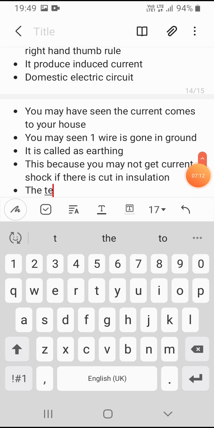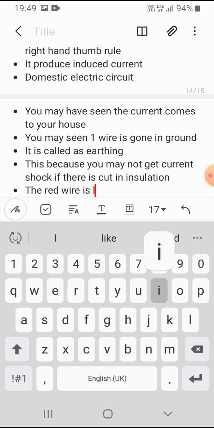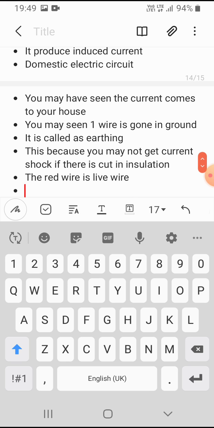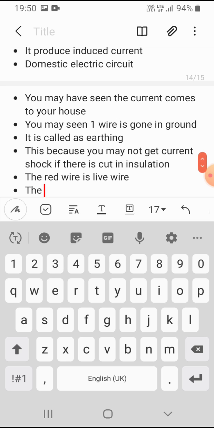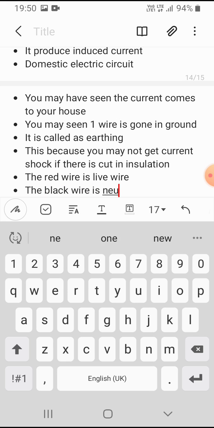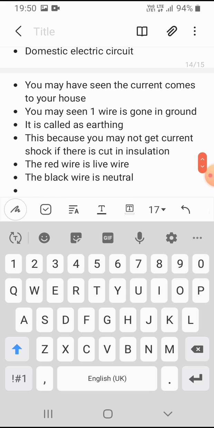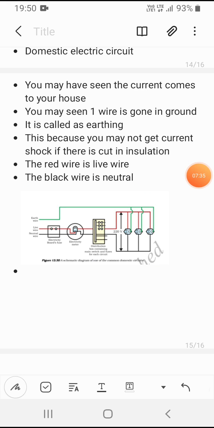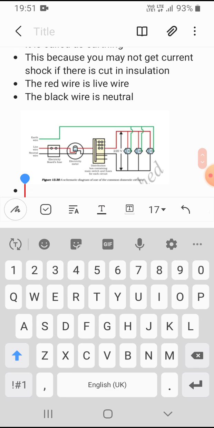The red wire is the live wire. It is called the live wire, which gives you current. And the black wire is neutral. It is called neutral. In this image you can see the green wire is the earthing wire, the red wire is the live wire where the current goes, and you can see the neutral wire.